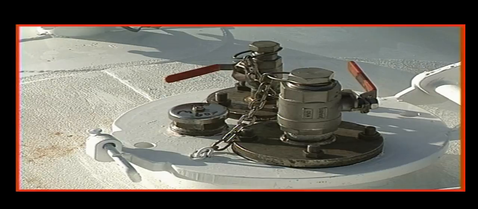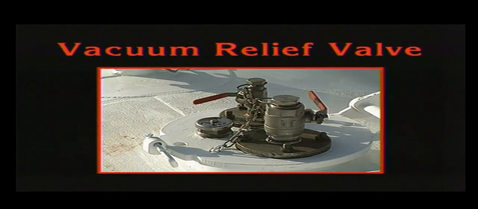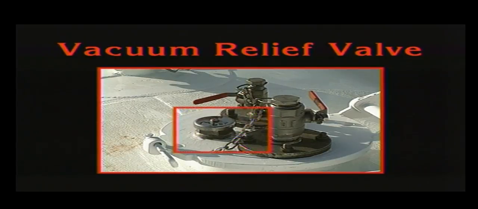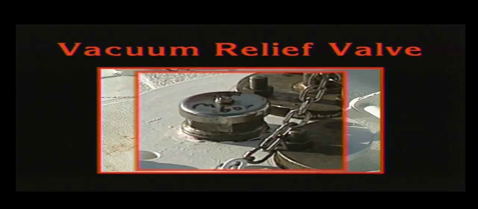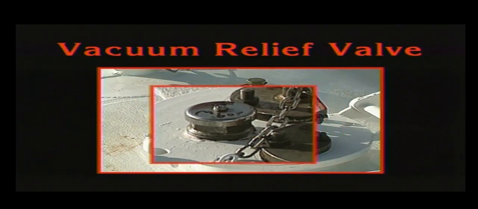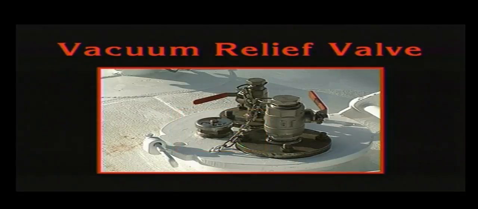Our final safety relief device is designed to relieve a negative internal pressure. It's called a vacuum relief valve. As the pressure in the tank decreases, the valve opens. It should be noted that safety relief devices can be dangerous when they're operating, so stay clear of the discharge opening.